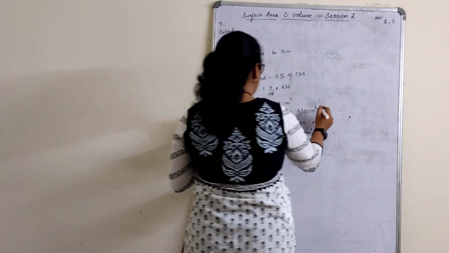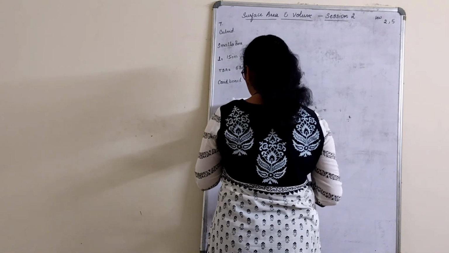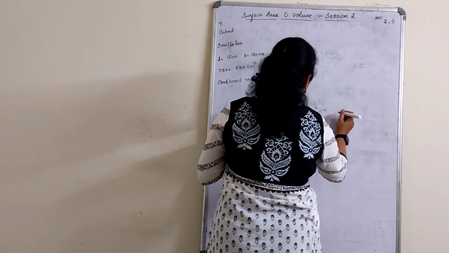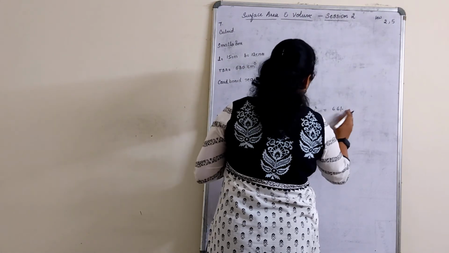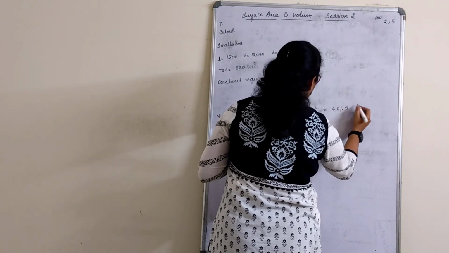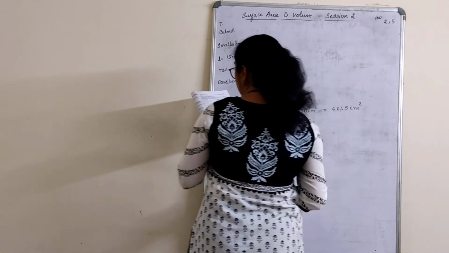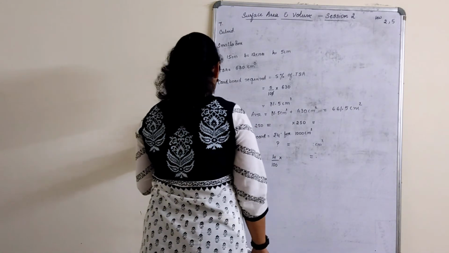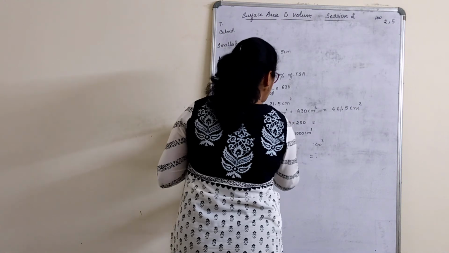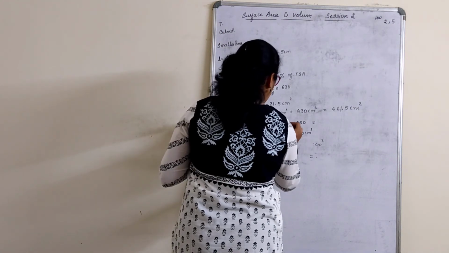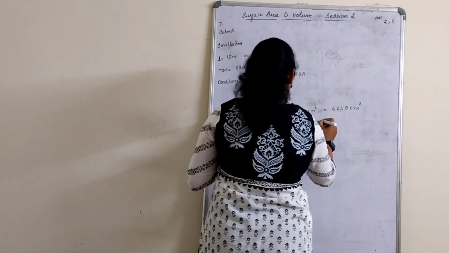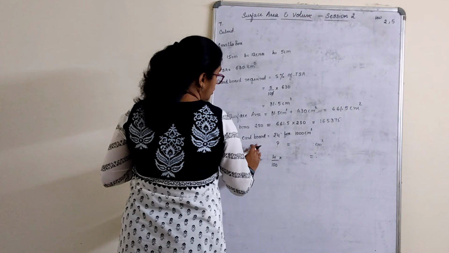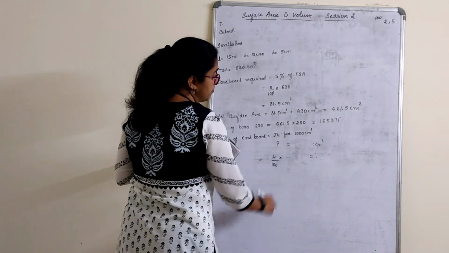Total area. How much will we get when we add these two? We get 630 plus 31.5, which is 661.5 centimeter square. Next, what are you supposed to do? Number of such boxes, 250. This into 250. 661.5 into 250, you will get 165,375. The cost of the cardboard is rupees 4 for 1000 centimeters square.